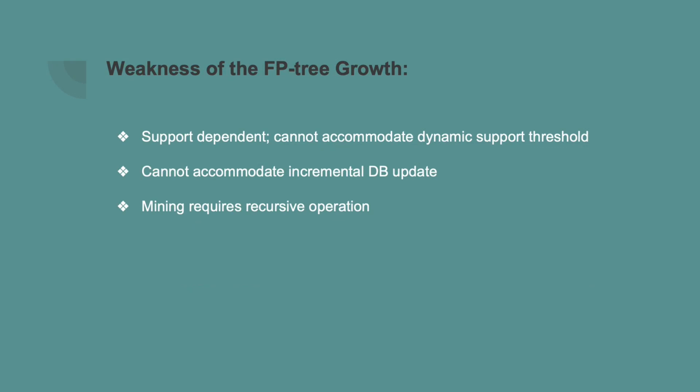Now I am explaining the weaknesses of the FP tree growth. It is support dependent and cannot accommodate a dynamic support threshold or incremental database updates, and mining requires recursive operation, which may be expensive. When the database is large, the algorithm may not fit in the shared memory. The FP tree is more cumbersome and difficult to build than Apriori.